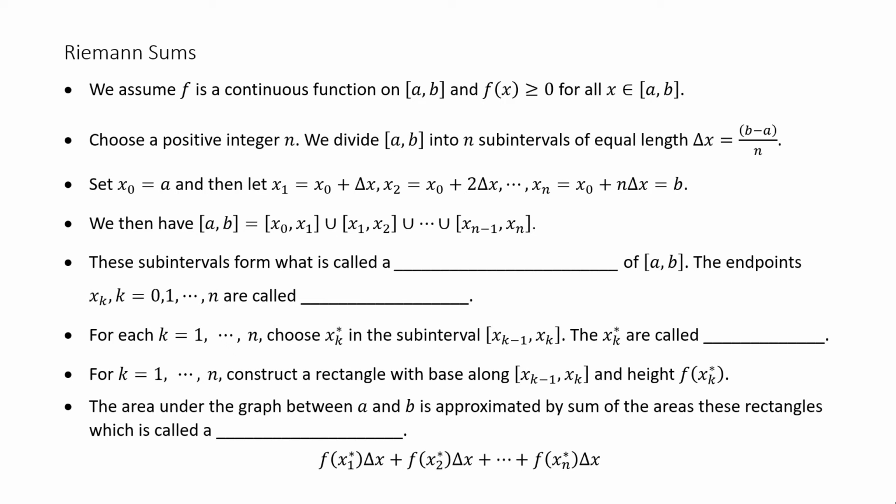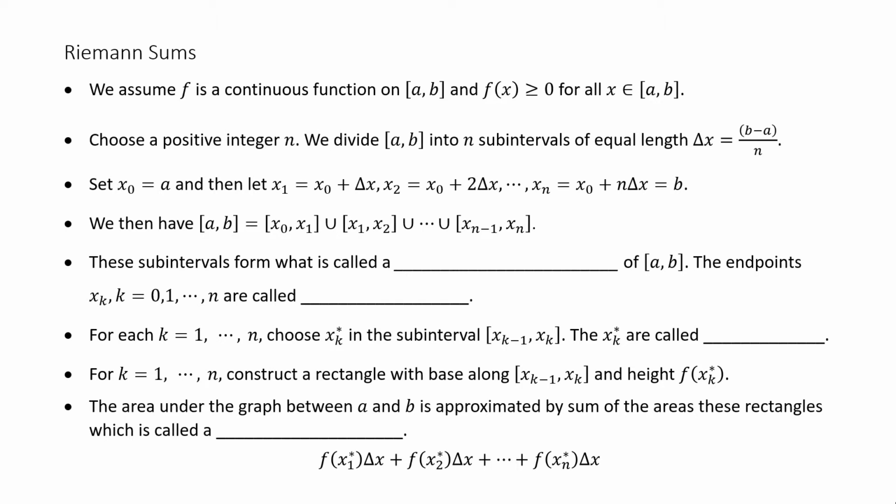Riemann sums. We assume f is a continuous function on the closed interval from a to b, and f of x is equal to or greater than 0 for all x that's an element of the closed interval from a to b. Choose a positive integer n. We divide the closed interval from a to b into n sub-intervals of equal length. Delta x equals the quantity b minus a divided by n.